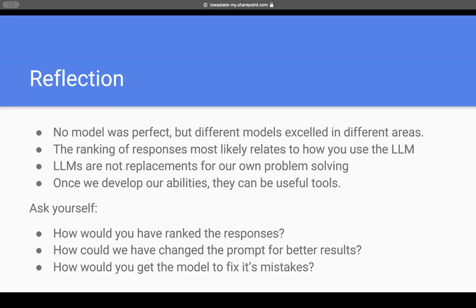And then, hopefully when I paused earlier, you read through the responses and thought about it yourself. So you could ask yourself, how would you rank these? Which would you prefer? And how would you get the model to fix its own mistakes? I think that's mostly for Claude, probably. The other two didn't really make mistakes per se, just maybe spared a little detail.